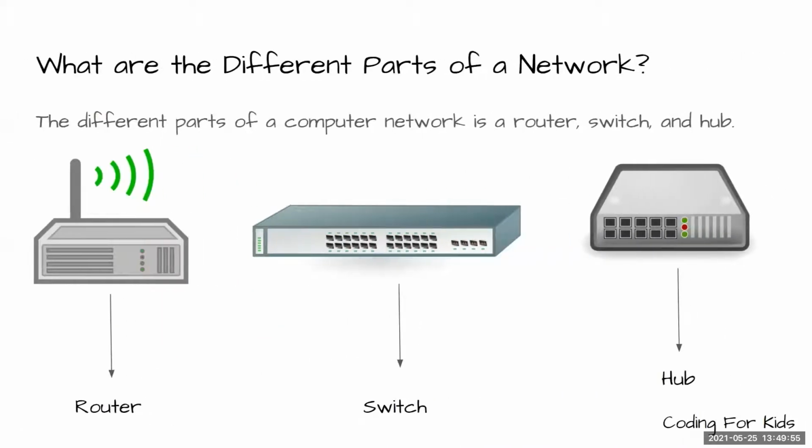So now let's look at the different parts of a network. The different parts of a computer network are a router, switch, and a hub. First we have a router, and you can see right here, this is what a router looks like. Then we have a switch right here, and then finally we have a hub right here.